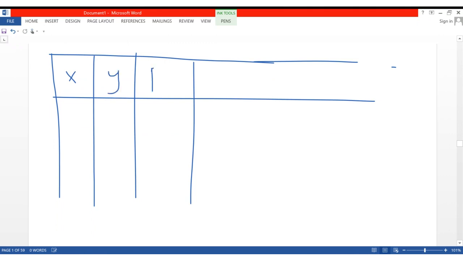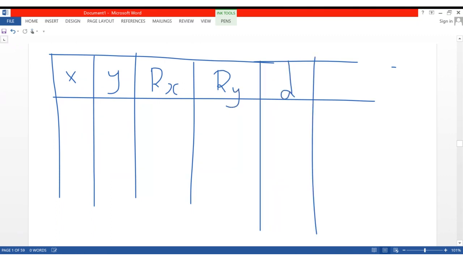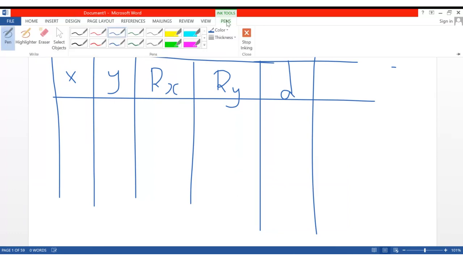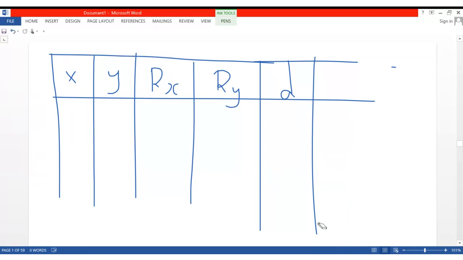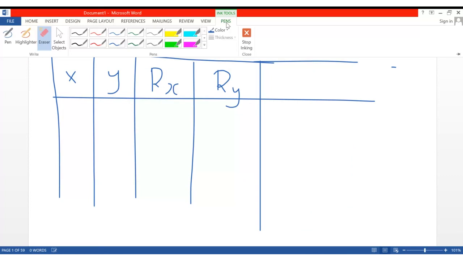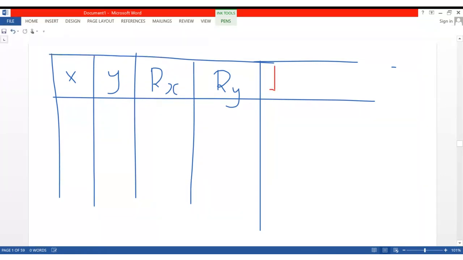Then you need the D. Sorry, I forgot to give the formula. We don't need this one, you can remove it. This one is D, which equals Rx minus Ry. And then finally I do the D squared. We shall need all that.